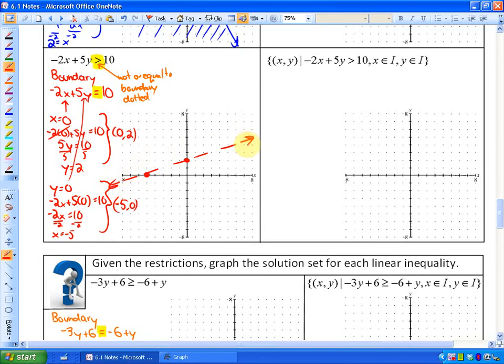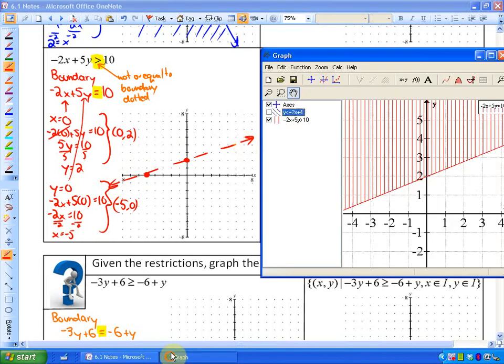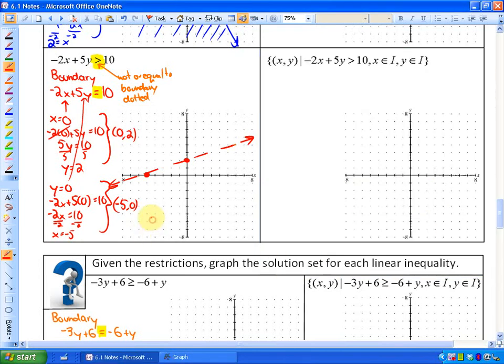That'll be mentioned again in future lessons. Now we want to find out which half of that boundary, you can see it's going to be this top half, is shaded. But let's just test 0, 0. Let's see if 0, 0 is a solution. So I'm going to test 0, 0 in here.